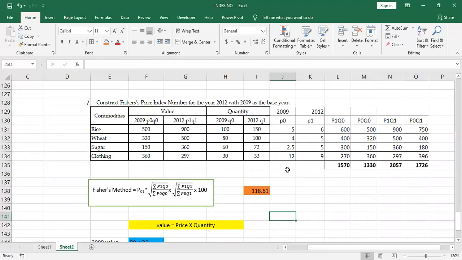Done. So in the next session we will take up when expenditure is given and quantity is not given, how to calculate the TRT and FRT tests, and how to calculate consumer price index. So by this we can wind up the session, and we'll take it up in the upcoming session. Thank you.